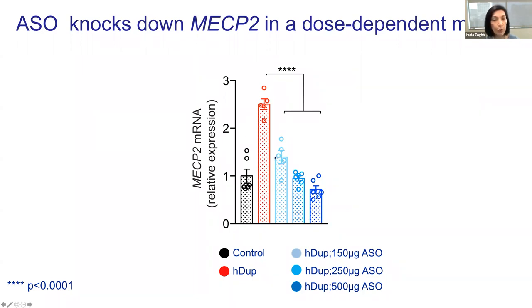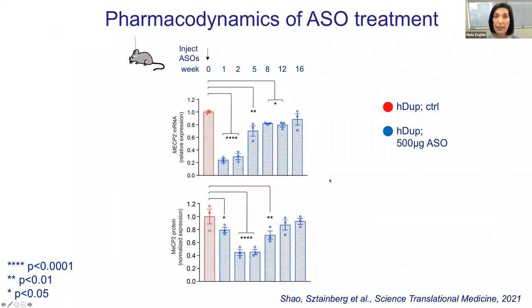And you'll see if you use too low, you may not get it back to normal, but the 250 and the 500 both reduce the protein enough to get it within the normal acceptable range. So then we asked, if we now give the dose of the ASO, how long does it take for the RNA to get normal? When does the protein change? When does behavior change? And here we start with the duplication at 100%. When we give the dose of the ASO, within 1 week you see that the RNA went down, and it's still down, and then gradually it goes back up.